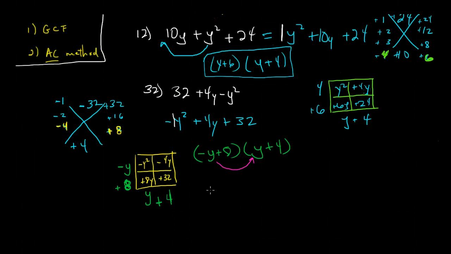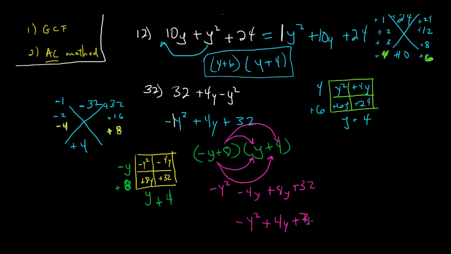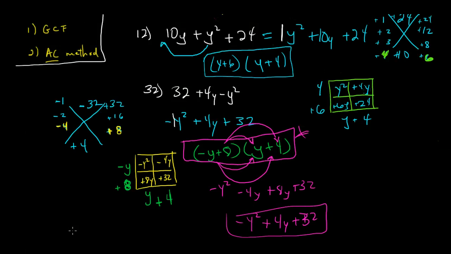Negative y times y is my negative y squared. Negative y times a positive 4 gives me a negative 4y. 8y times 8 times y gives me a positive 8y. And 8 times the 4 gives me a positive 32. Crab claw. Negative y squared minus 4y. You owe me $4. You have $8, so you're covered by $4, and plus 32. Not bad. Your answer then is here. Factored form there. That's the answer.